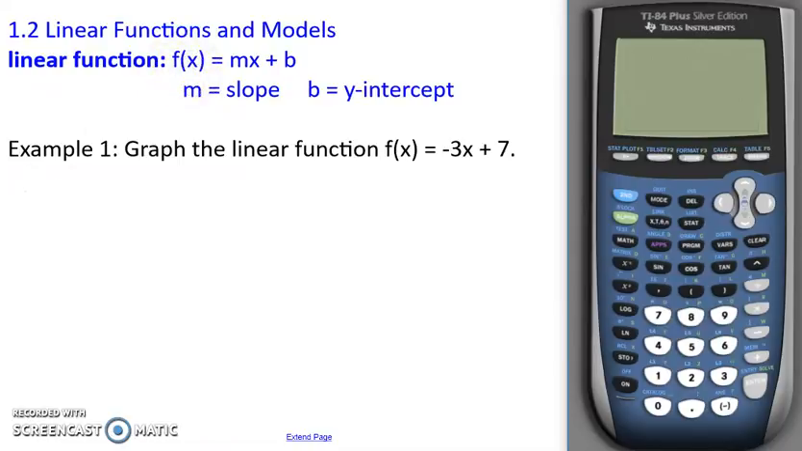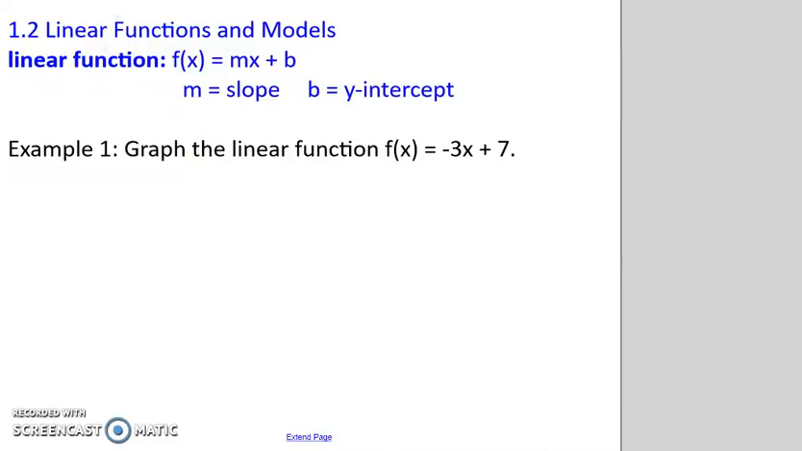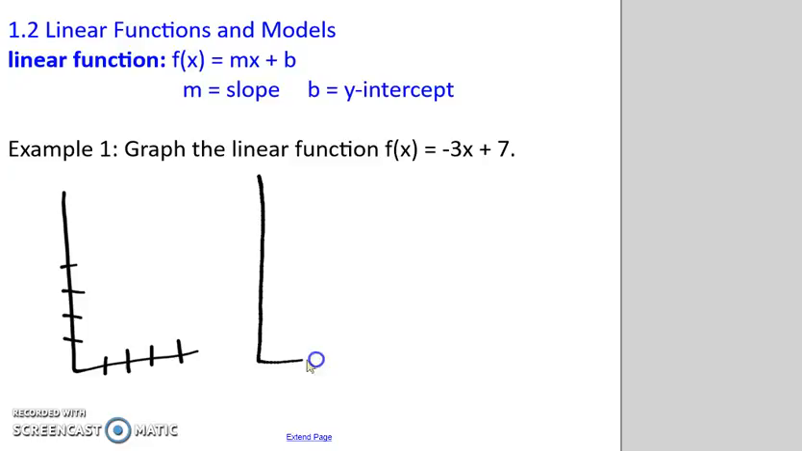Okay, so we need to graph this linear function. I hope to teach you now kind of an easy way to graph. Basically, what I don't want you to do, it's okay if you do, but it just takes so much time, is if you do this: 1, 2, 3, 4. All that takes way too much time, and I don't want us to waste time drawing lines like that.